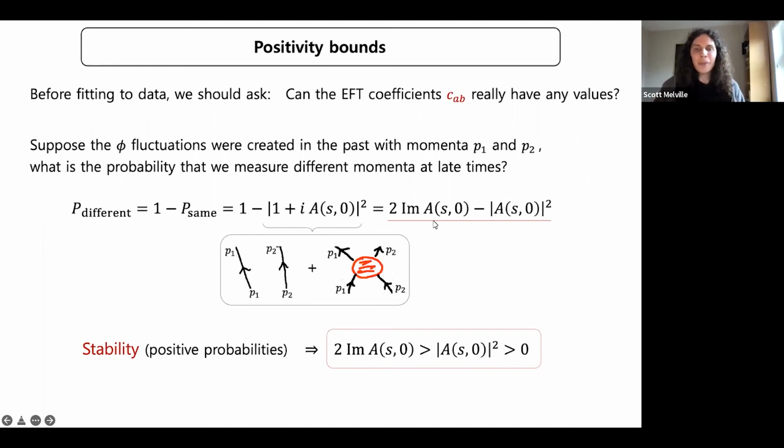And if you expand out this mod square, you'll find that it's the imaginary part of A and its mod square, which determines this probability. So if this probability has to be a positive number, it's telling you that this imaginary part has to be bigger than the mod square, which is a positive thing. Okay, good. So this is the first key ingredient that we needed. We needed that this response function, this amplitude A, has a positive imaginary part. And indeed we do. It just follows from positivity of probabilities.